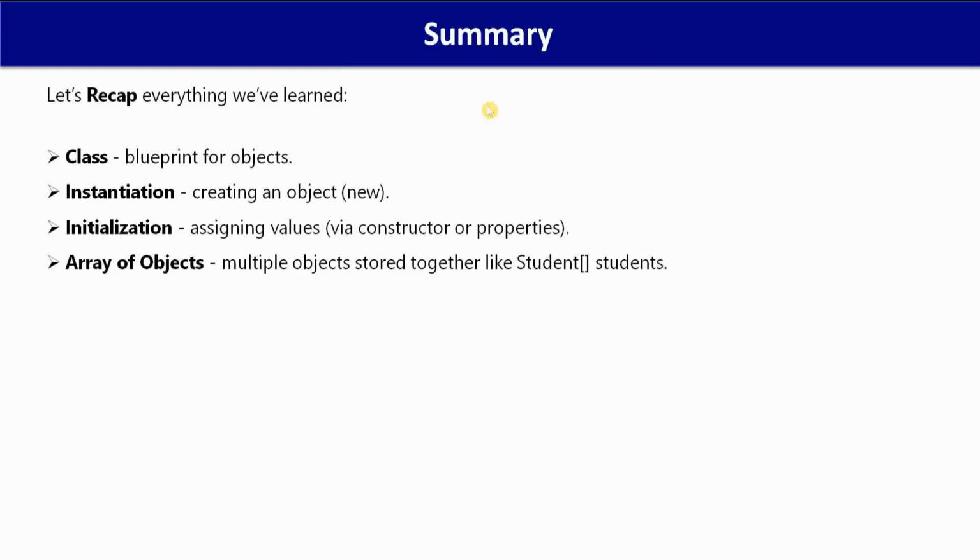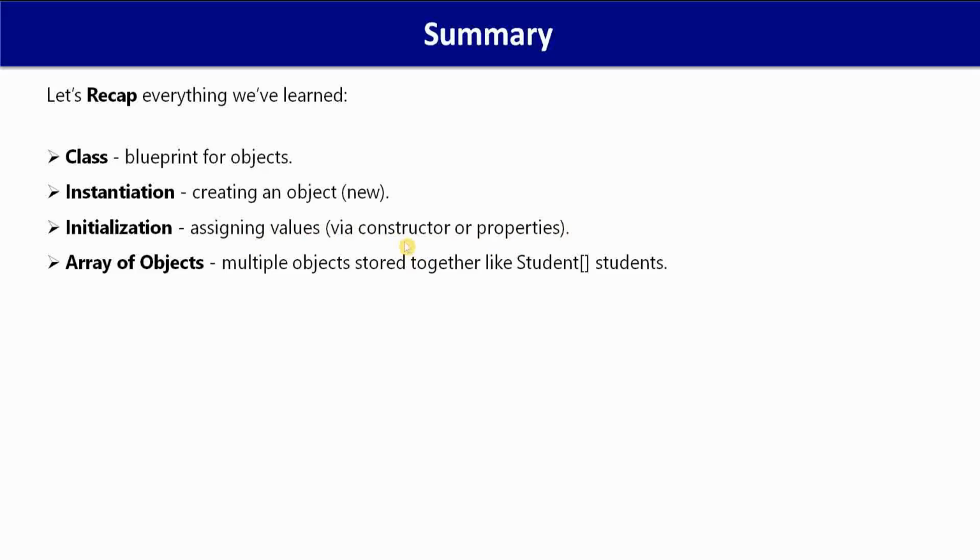Next we have today's summary. Let's revise what we learned today. First one is class. It is a blueprint for objects, like a template which we can use while initializing it, and we can provide some values. Instantiation: to create an object, we use the new keyword, which allocates memory. Initialization means if we want to provide values to the class properties, we can initialize it, assigning values via constructor or properties.